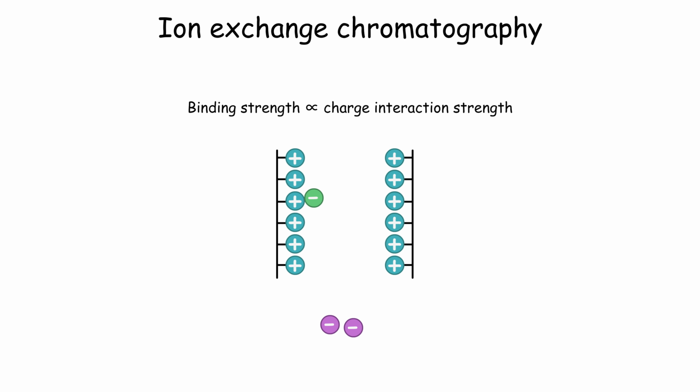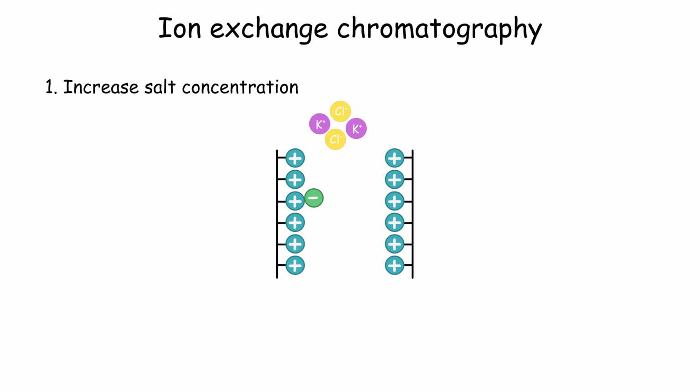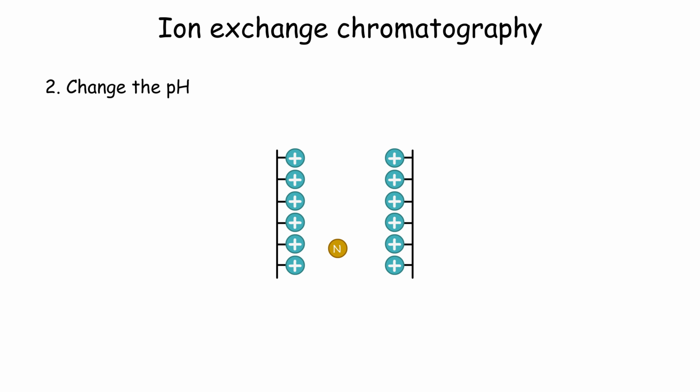Now we need to break the ionic interaction between the sample and the resin so the bound molecules can come out. We can do this by two methods. First, increase the salt concentration. Salt ions compete with the bound molecules for the charge sites on the resin. As salt concentration increases, bound molecules are displaced and come out of the column. Second, change the pH, which can alter the charge on the molecule itself. If the molecule loses its charge, it can no longer bind and it elutes.